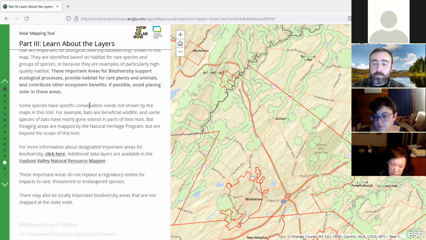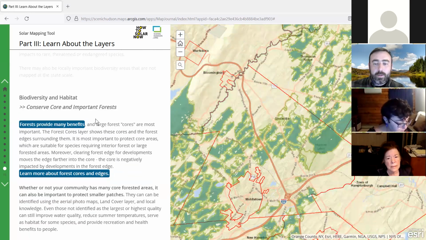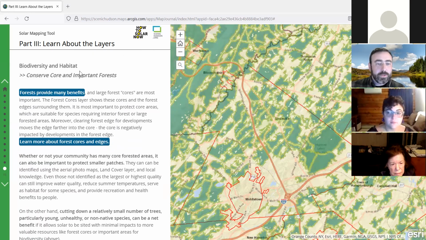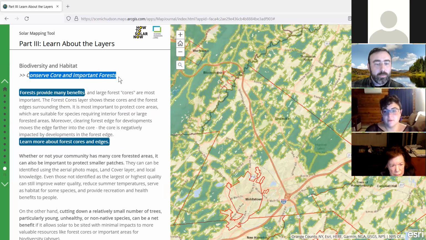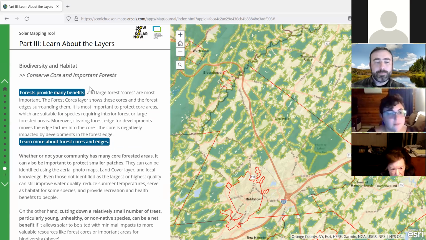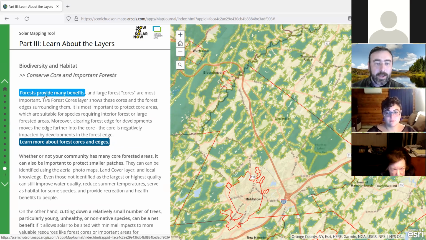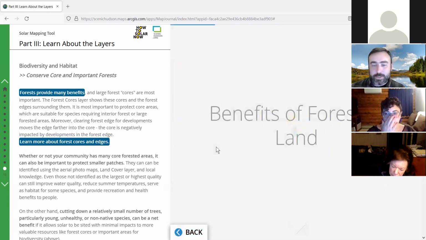And if folks have questions as I move along here, please feel free to unmute yourself and interrupt. We're going to go to our next resource category here, which is core and important forests. I imagine a lot of you are well aware of the benefits that forests play, but we do have an info dive if you need help convincing others in your community.